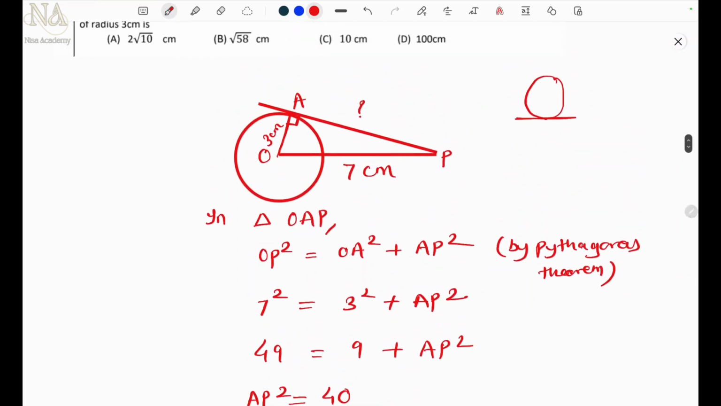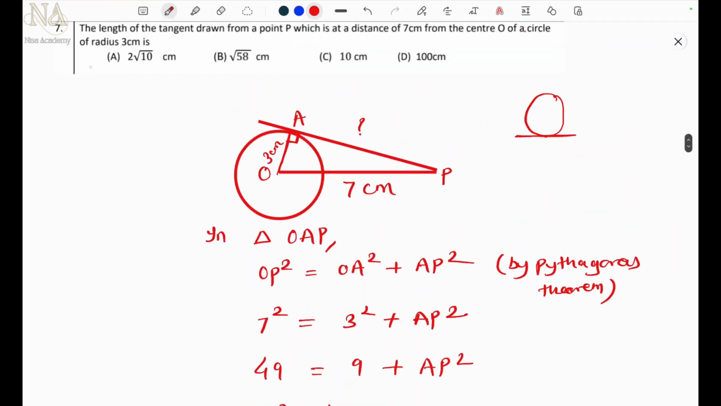Now let's see whether we have the option. Yes, we have the option 2 root 10 centimeter. Option A. Okay, understood? Next problem.